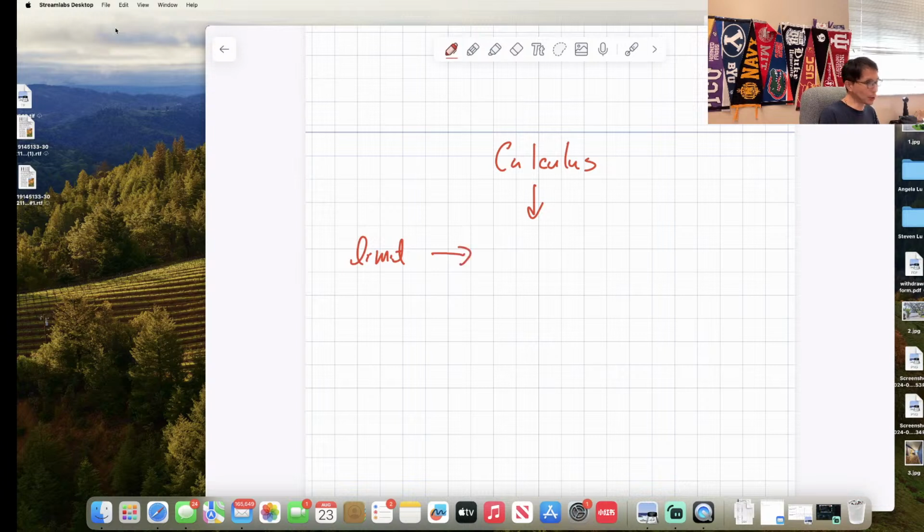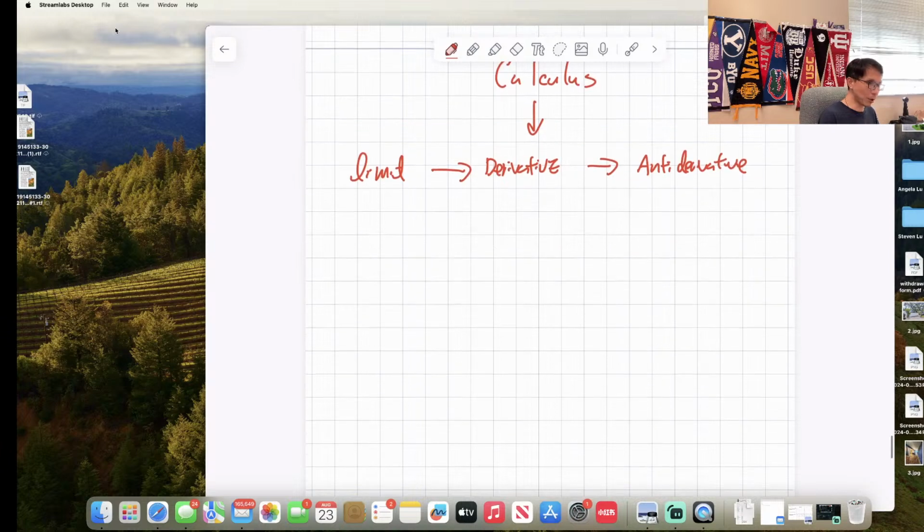Using limits, I'm gonna go to derivative. And after derivative, you're gonna learn about antiderivative. You're gonna go through this process. And pretty much limit is the building block of all the things. So you gotta start understanding about limits. Now, what is a limit?